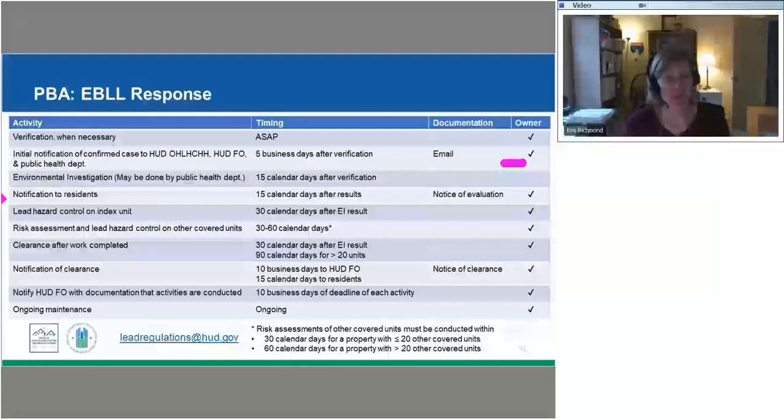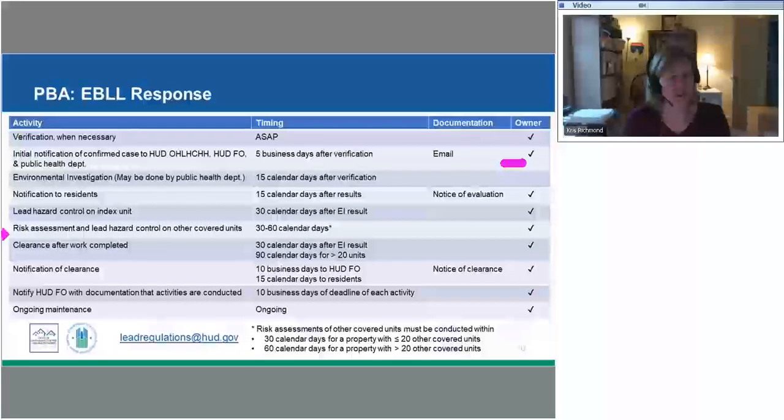So the next one is notification to residents. If we do the environmental investigation, a notice of evaluation is then provided to the family in the index unit. That's the unit that the child with the elevated blood level is residing in. And we also need to be providing notification to the other residents. And so we can say there's been a child with an EBLL found in the property. We're not going to give out the name. We're not going to give out any medical information, but we're going to notify them and let them know what the next steps are. We've identified an elevated blood level child in the property. The unit has caused this situation. We are now going to be doing risk assessments on the other coverage units.